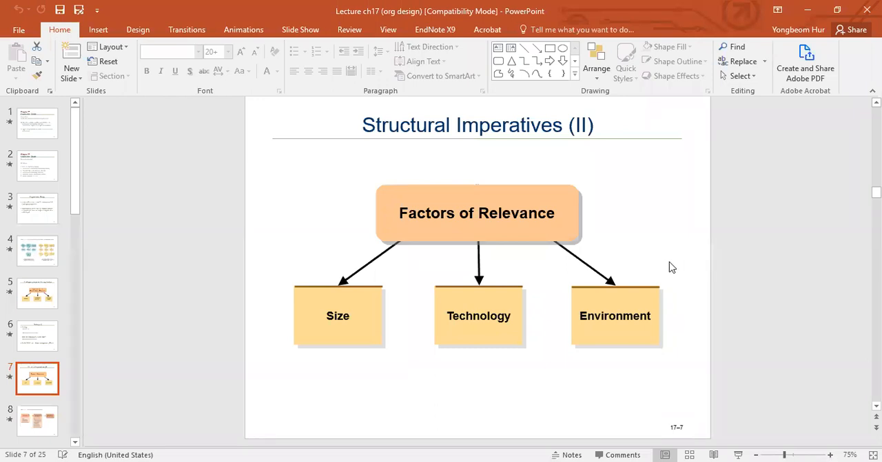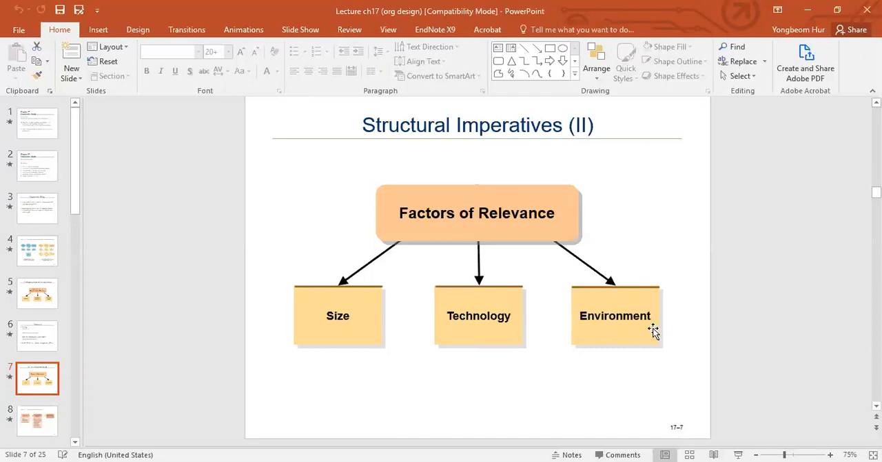So there are three main things in structural imperatives: size, tech, environment. Briefly speaking, as the organizational size is growing, obviously they have to rely more on hierarchy to have everything under control. If they adopt advanced technology, they're able to change their form of organization, like virtual organizations may appear, and telecommuting can be possible, and that sort of idea will change organization structure.